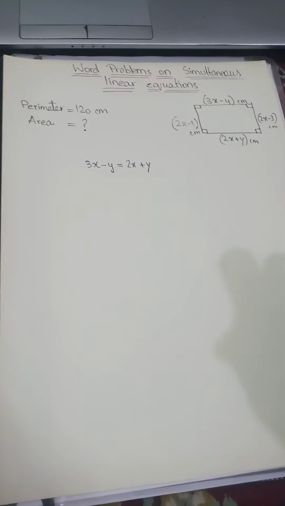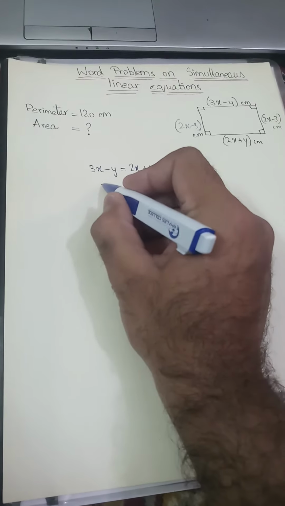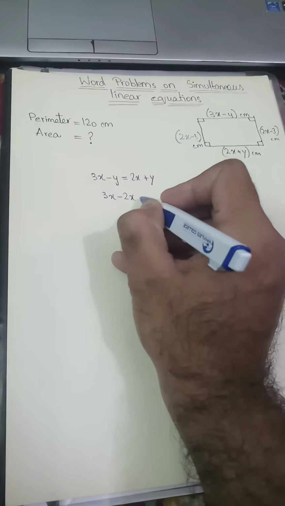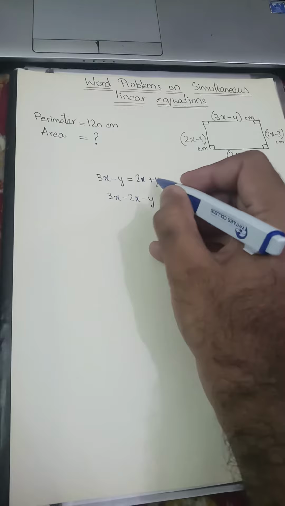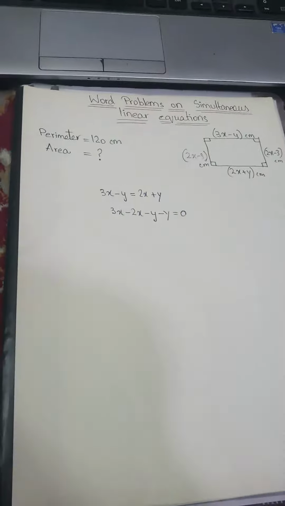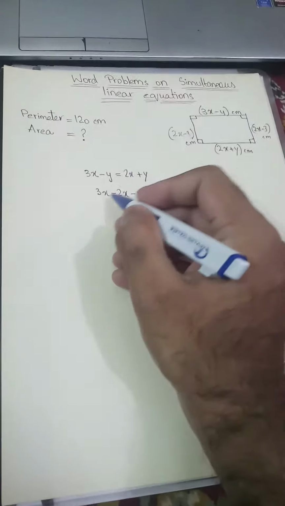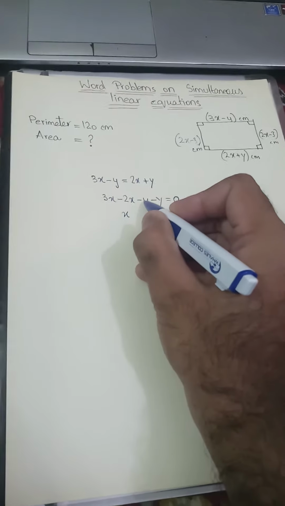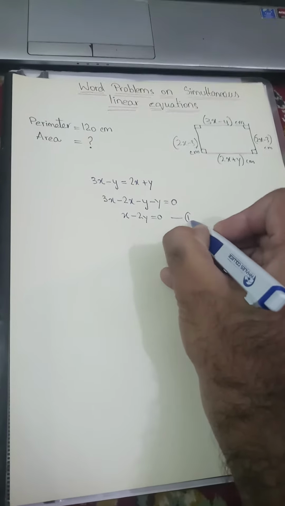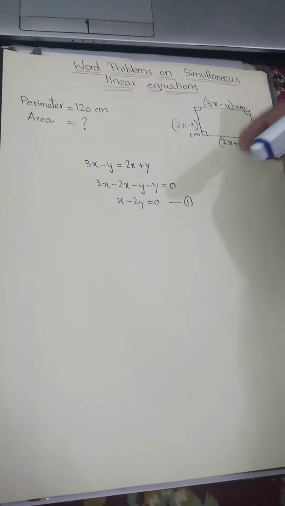On equating these two sides, I can make my equation number 1 with variables on one side. I will move this 2x to the other side. This will become minus 2x, and since minus y is already present there, this plus y when going to the other side will also be minus y, and since there is nothing left on this side, I will write equal to 0. 3x minus 2x will be x, and minus y and minus y will become minus 2y, equals 0. So this is my equation number 1. I have made my equation number 1 by equating these two sides of the rectangle.